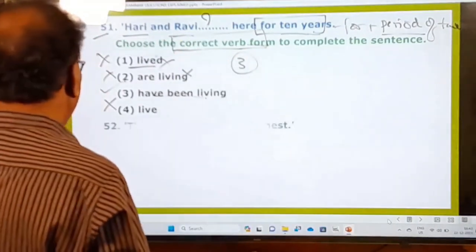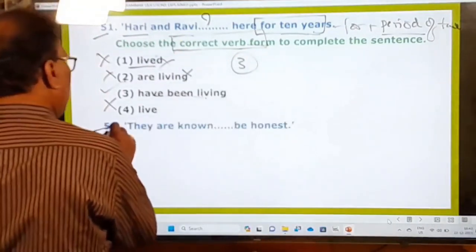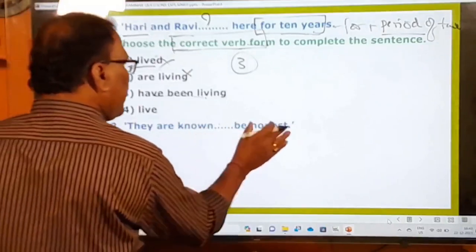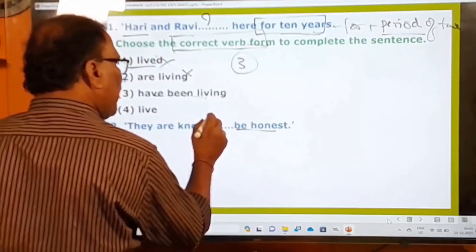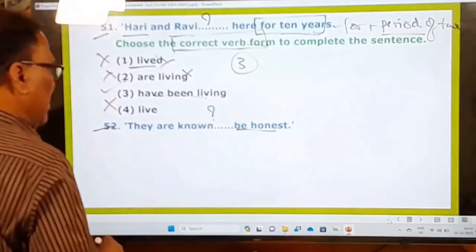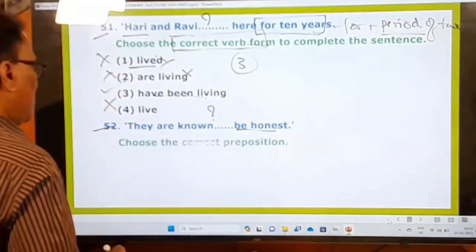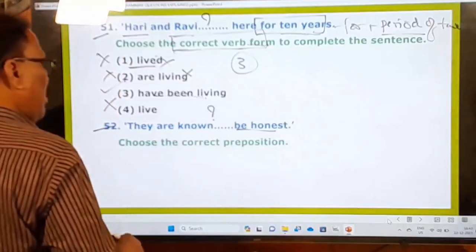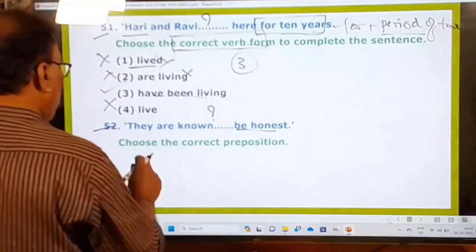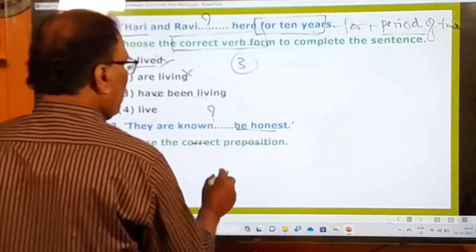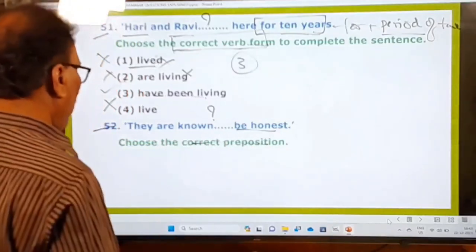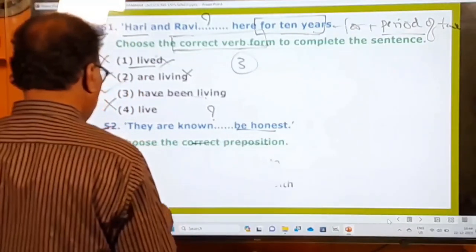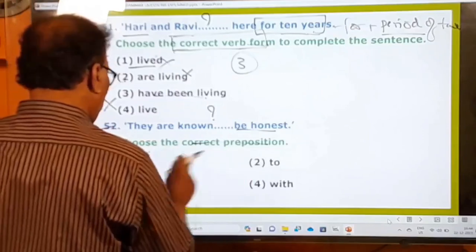And now you go to the second one, the 52nd one. They are known dash, be honest. Again one more blank is given here. What to use in this blank? Let us see what the examiner is asking you to do. Choose the correct preposition. What are the prepositions given here? By, to, for, with.